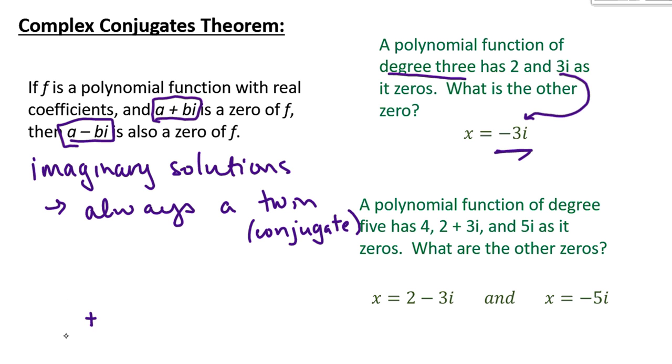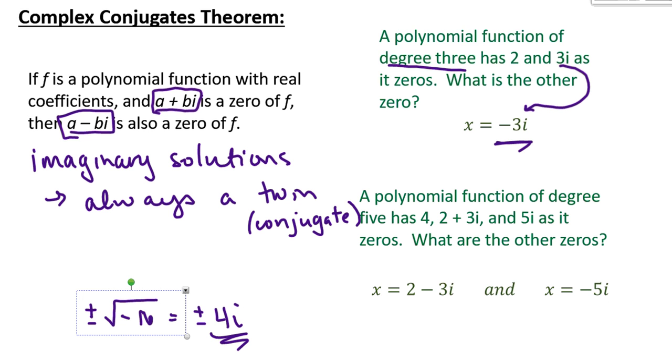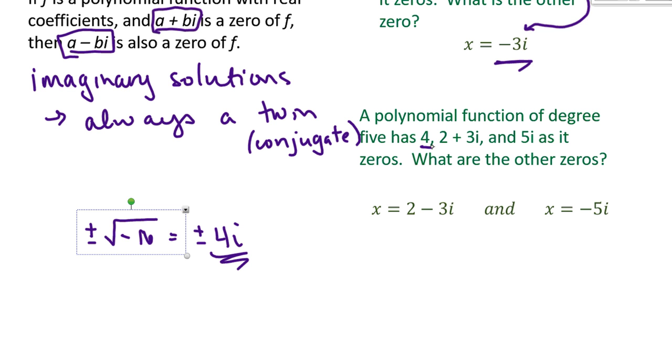If you have one imaginary solution, you should know automatically you have a second one. Because remember, when you get those imaginary numbers, it came from the square root of a negative something, like let's say 16. And then there's plus or minus 4i from that. Every time you had a complex number, there was always that plus or minus out in front. So this one says we've got zeros of 4, 2 plus 3i, and 5i. 2 plus 3i means 2 minus 3i is also a 0. 5i means negative 5i is also a 0. So this is a theorem, and it's easy to forget. Just remember that for every imaginary solution, there is always a twin, always a conjugate.